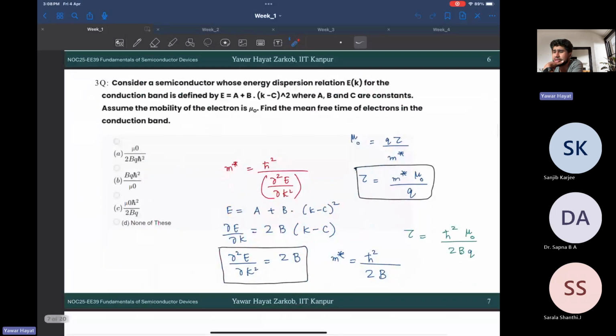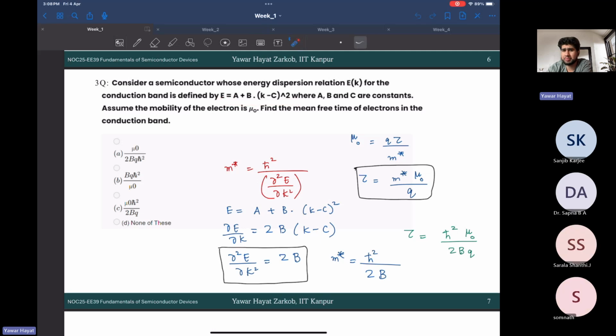And then we have question number three, in which we had to consider a semiconductor whose energy dispersion relation E(k) for the conduction band is defined by E equals A plus B times (k minus C) squared, where A, B, and C are constants. Assuming that the mobility of electron is mu naught, we had to find the mean free time of electrons in the conduction band.